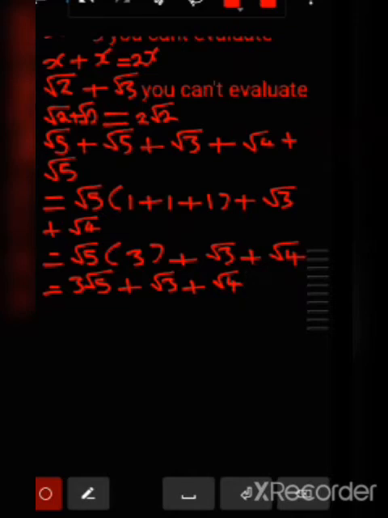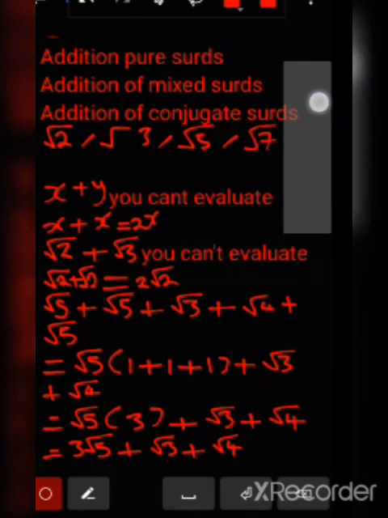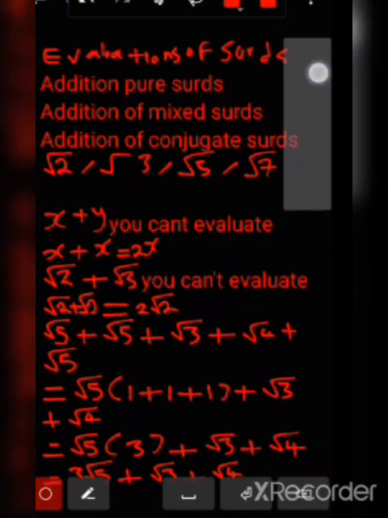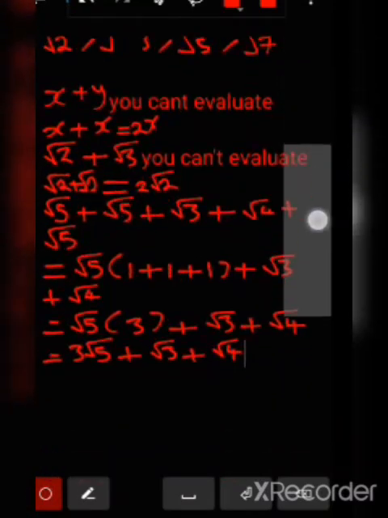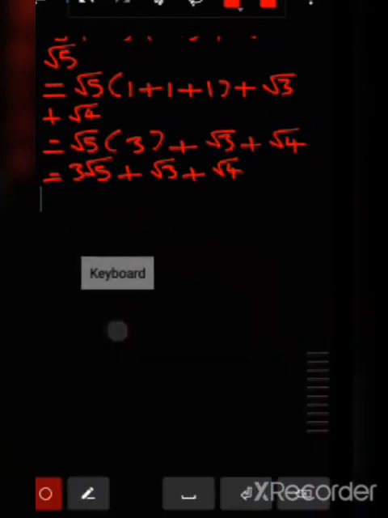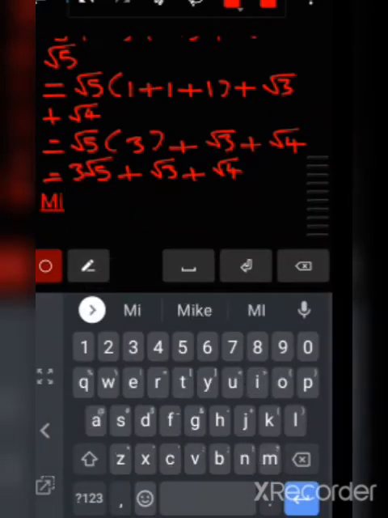We have just added those terms which had similar radicals. So that's how you go about it. You can't add this expression further because the radicals are not the same. All right. So on this one, we move. Let's go to addition of mixed surds. How do we add mixed surds? Addition of mixed surds.